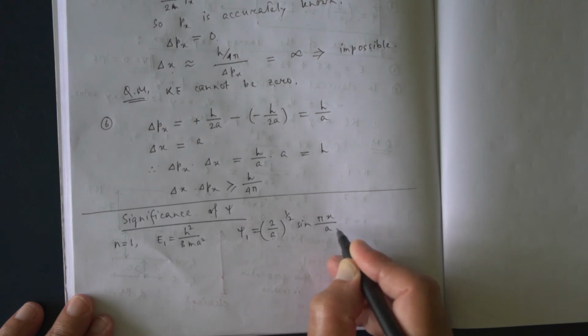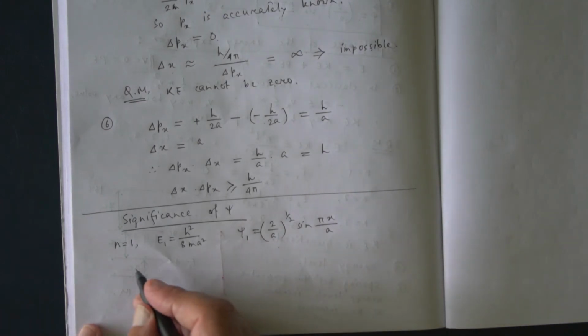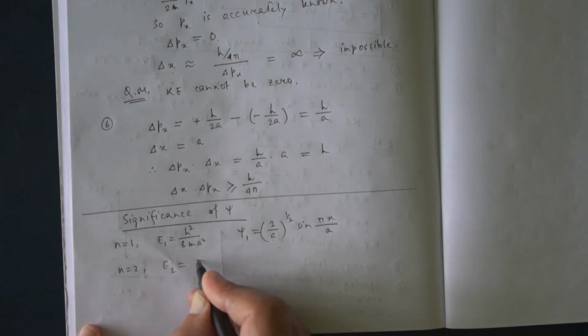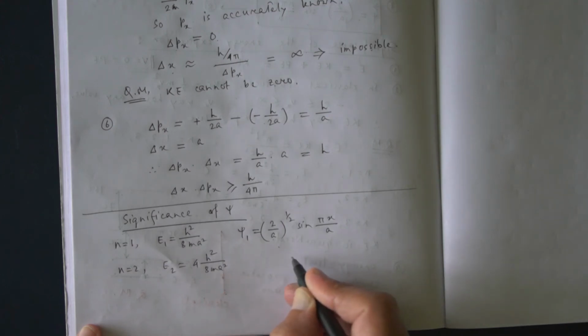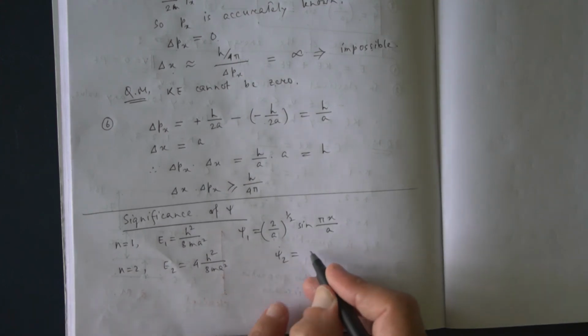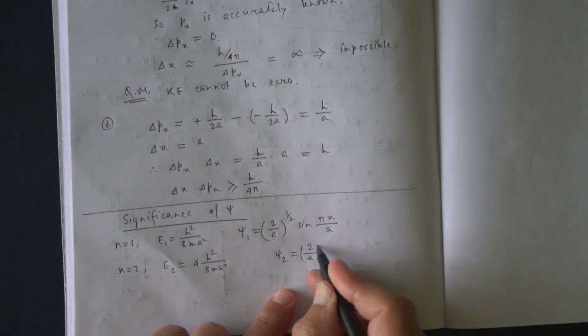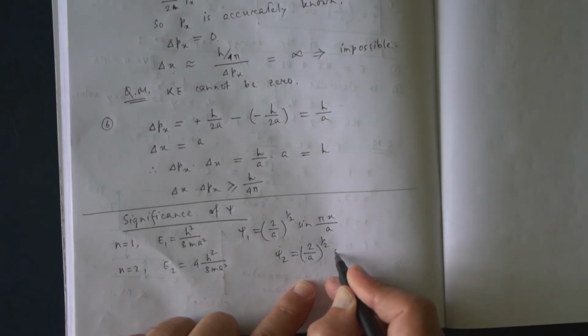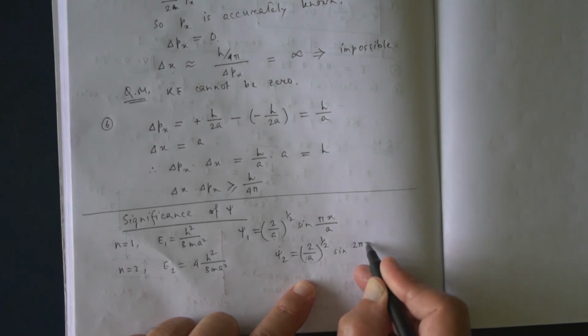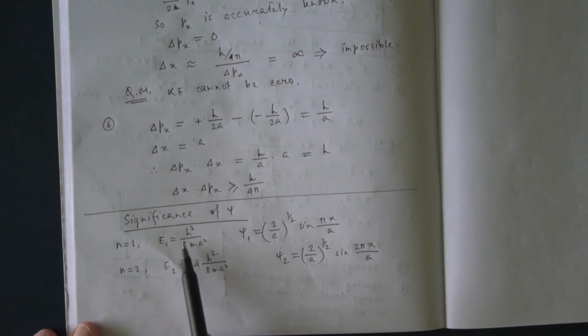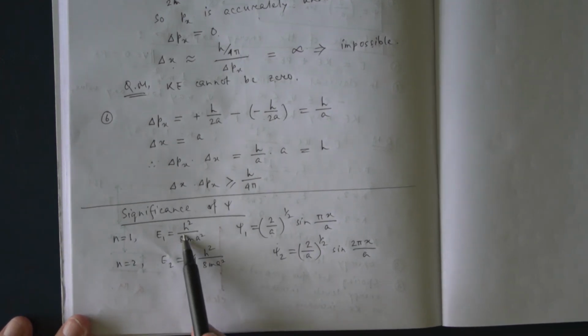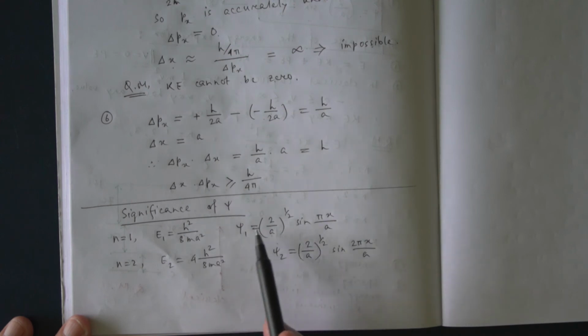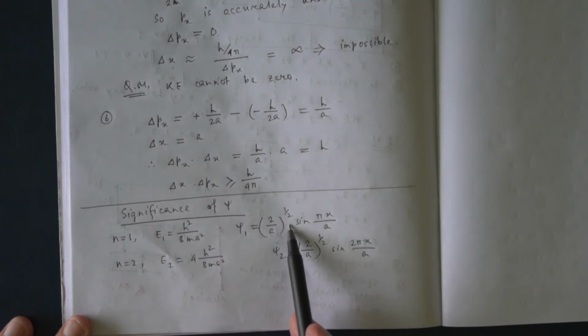For n equal to 2, E2 is 4h squared by 8ma squared, so psi 2 equals (2 by a) to the power half sin(2 pi x by a). Okay, this is the energy level, and this is the wave function, and the wave function represents the state.